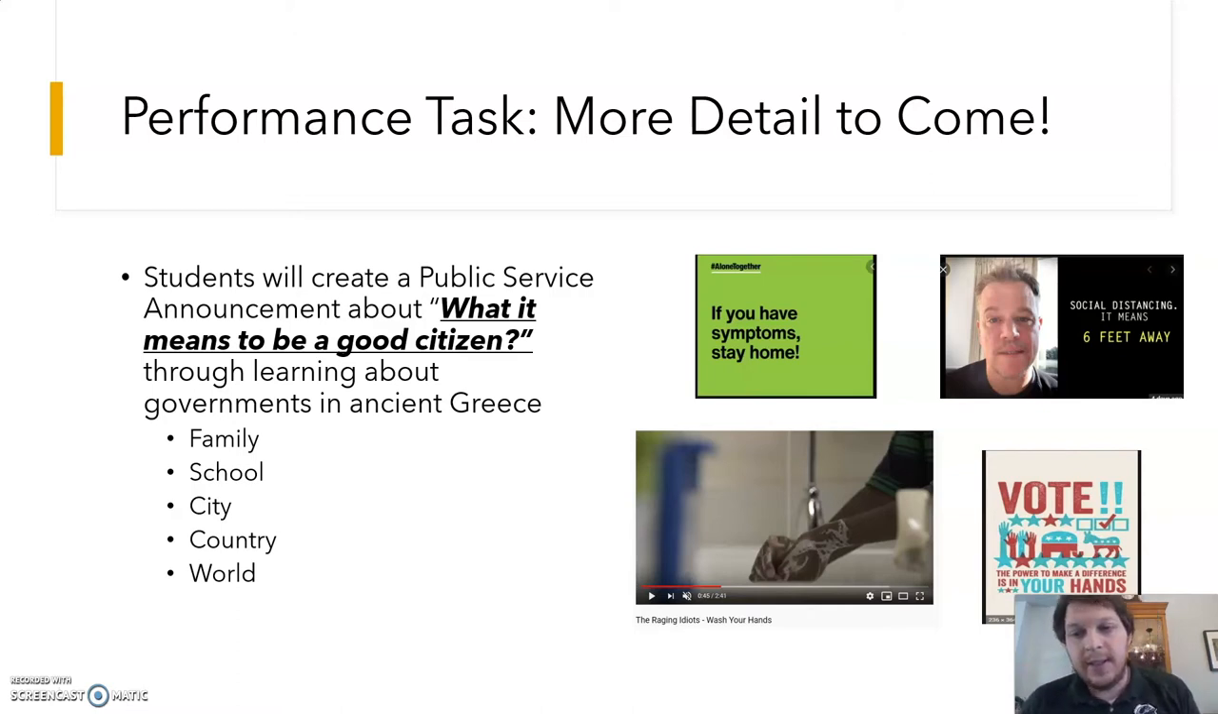As you can see to the right, I give you a couple of examples of PSAs that are going around right now. Alone together, social distancing, staying 6 feet away, remembering to wash your hands, and then don't forget, election going on. Don't forget to vote.